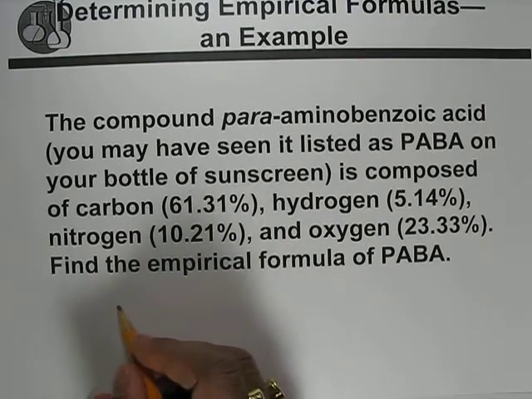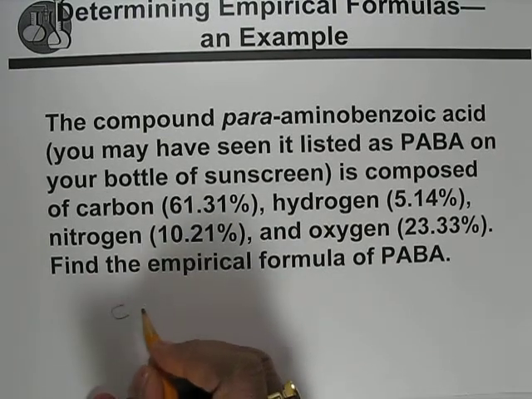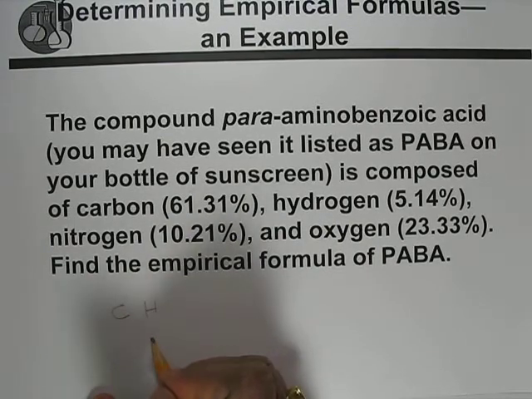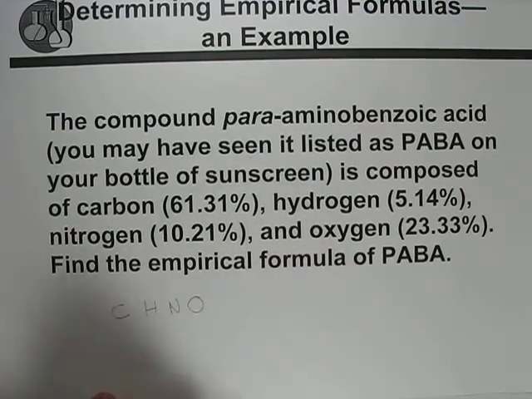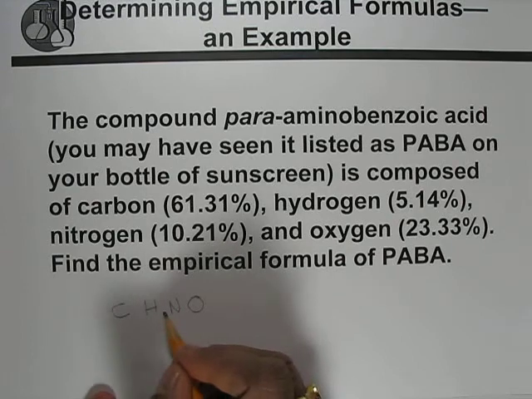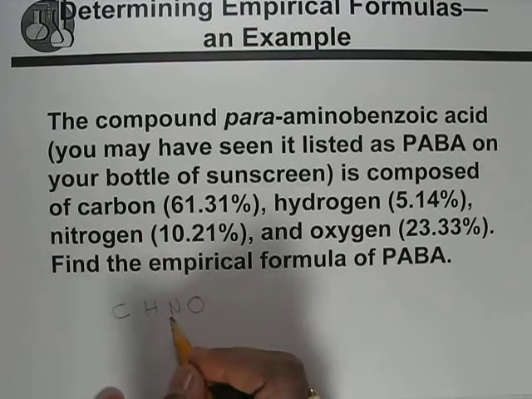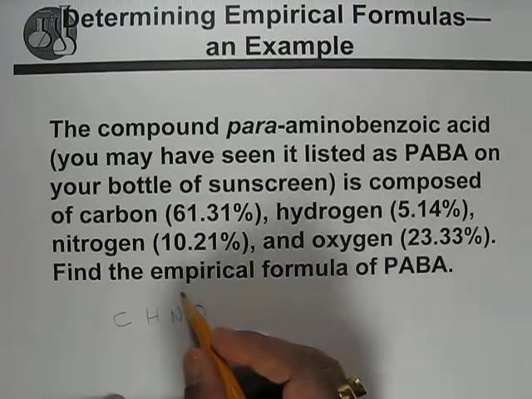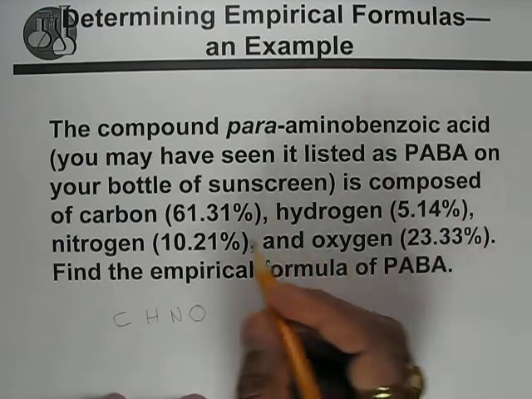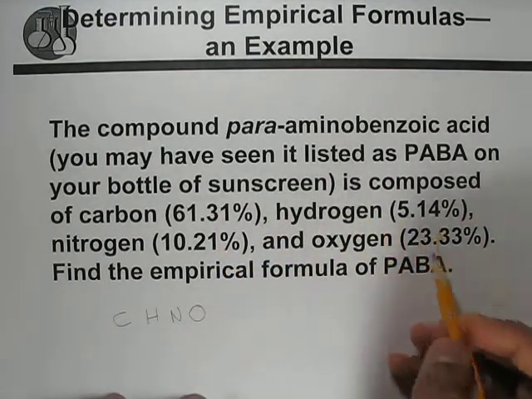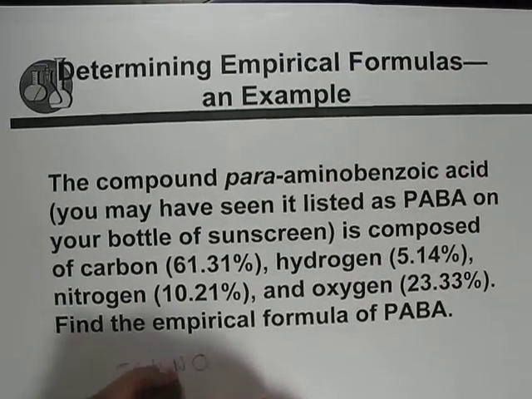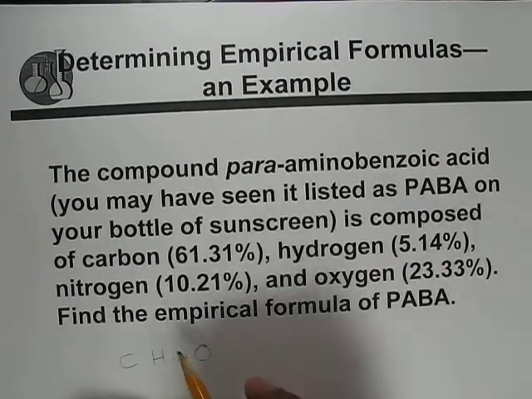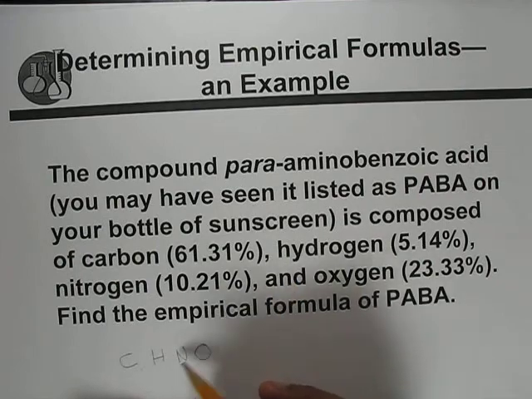So this shows that it has carbon, hydrogen, nitrogen, and oxygen, but we don't know the subscripts right now. We have to find the subscripts to get the empirical formula of PABA using the percentage of each element. So how will we use the percentage to find the subscripts? Let's see.